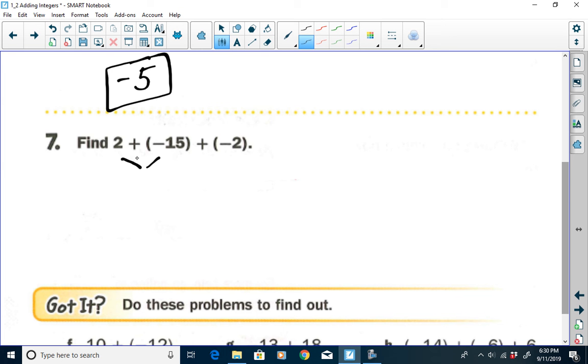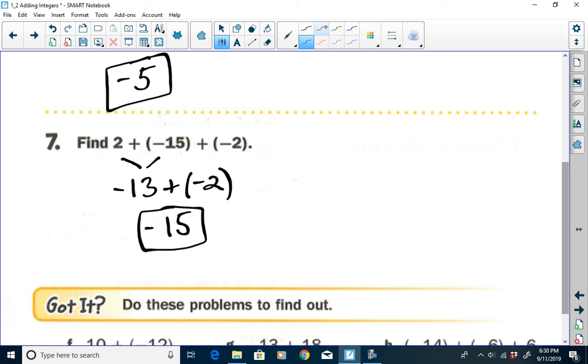Positive 2 and negative 15, I'm adding opposite signs, so I have to subtract their absolute values. Take the sign of the higher absolute value number. But then I still have to add that negative 2. Right? That's my next step. Now I'm adding integers with the same sign, so I have to add their absolute values and then keep the sign the same, negative 15.